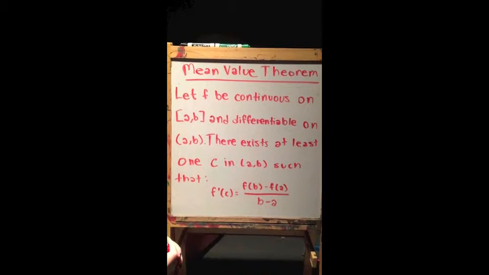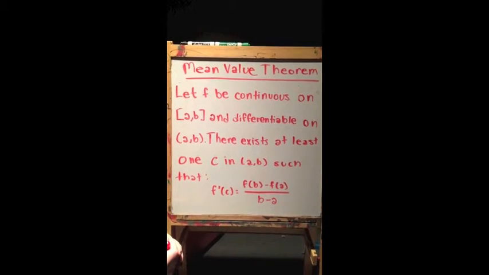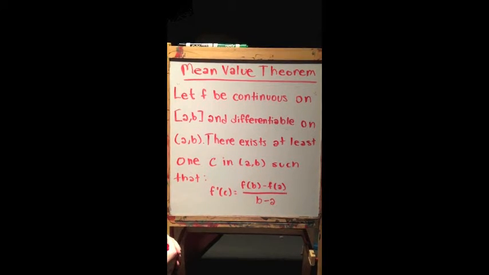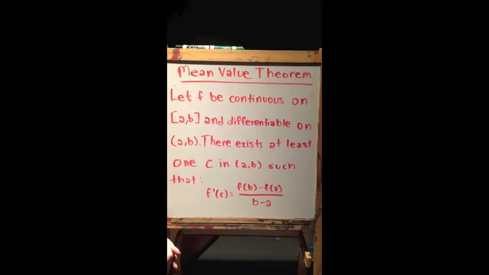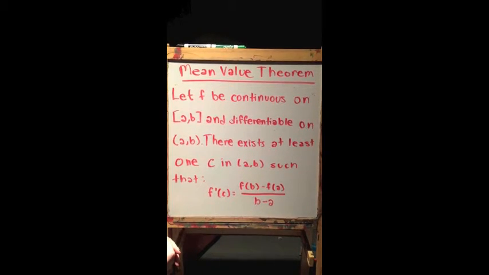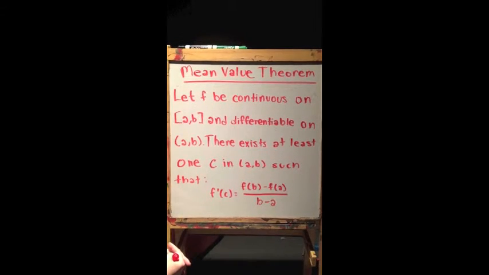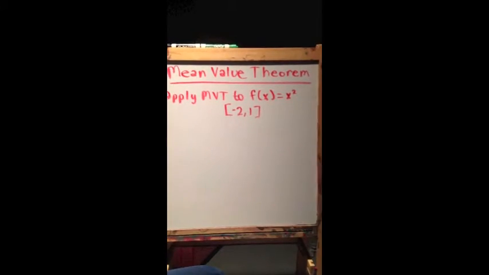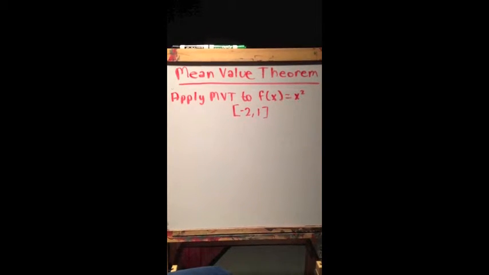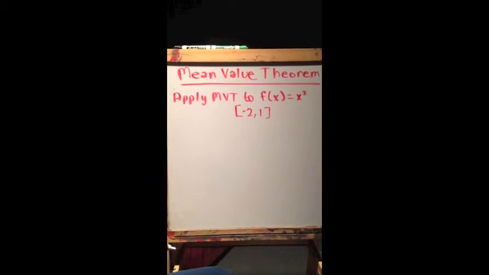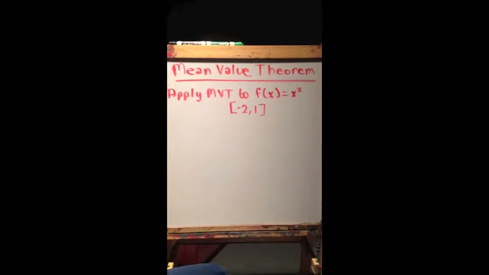Mean value theorem says, let f be continuous on the interval [a, b] and differentiable on the open interval (a, b). There exists at least one c in (a, b) such that f prime of c equals f of b minus f of a all over b minus a. Apply mean value theorem to f of x equals x squared on the interval -2, 1.